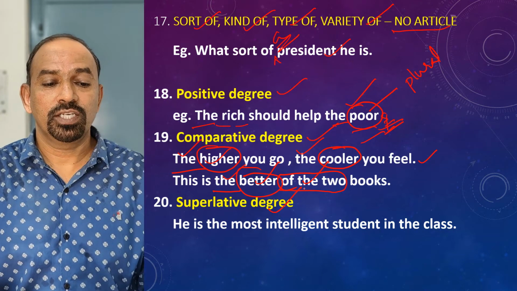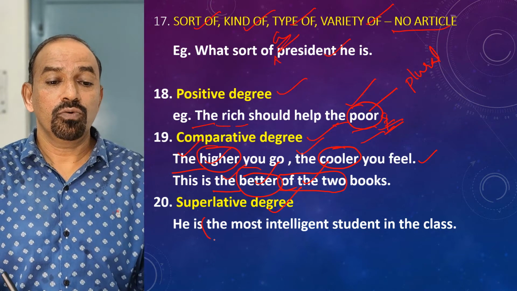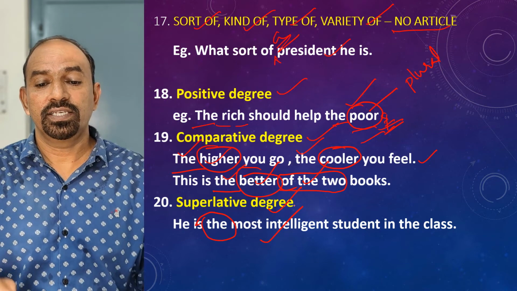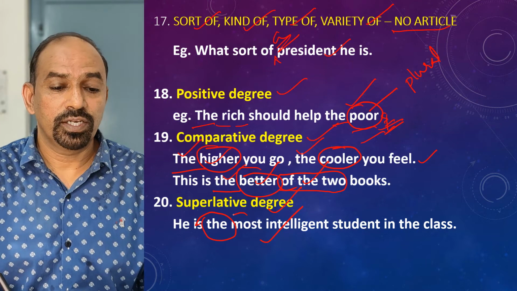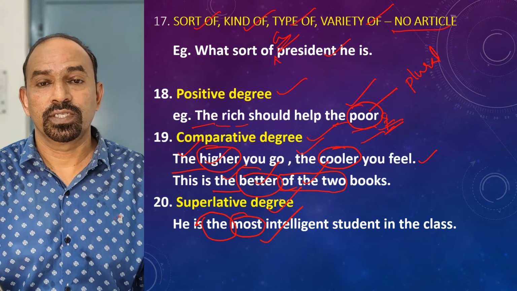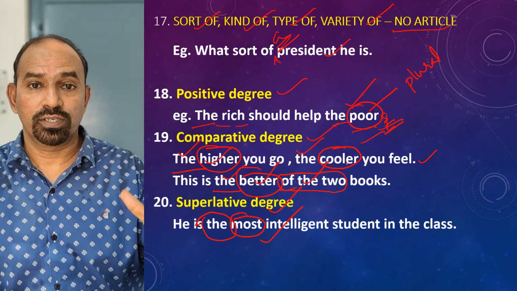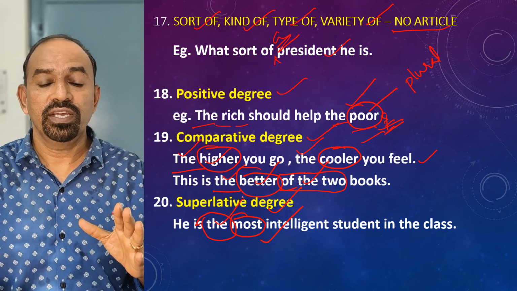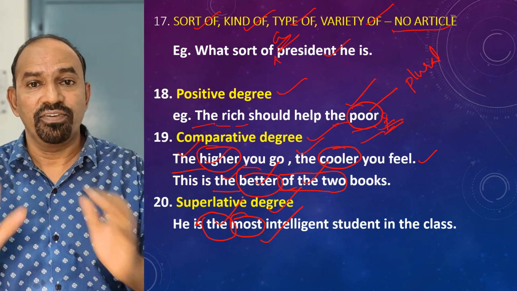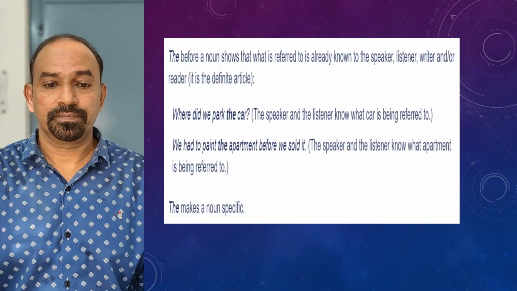Then with the superlative degrees, he is the most intelligent student in the class. So this is the superlative degree, the most. Good, better, best, most. So most is the superlative degree. With the superlative degree, we can use the definite article the.